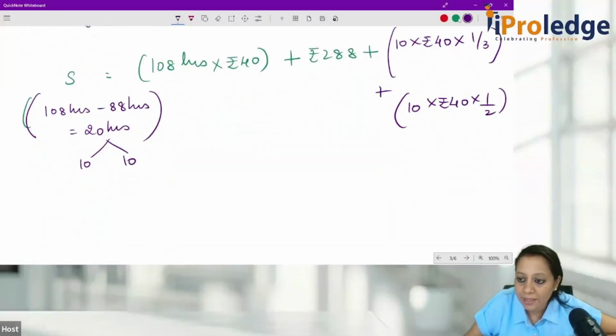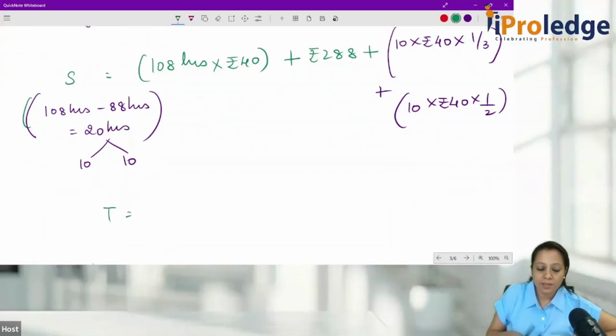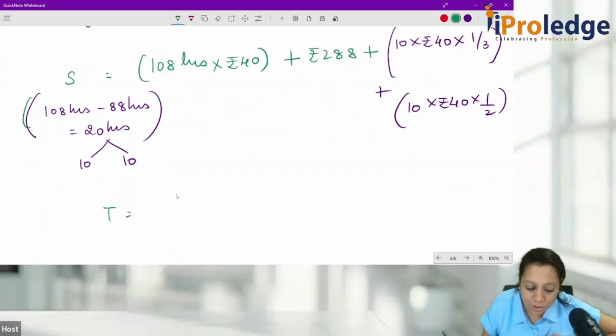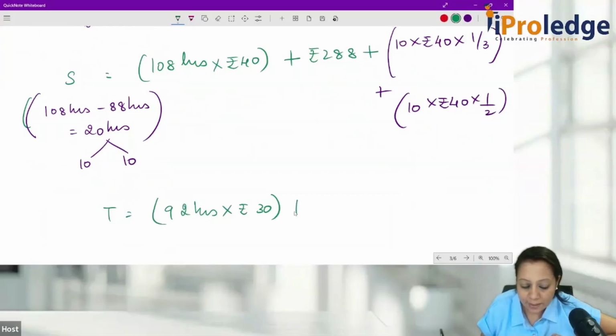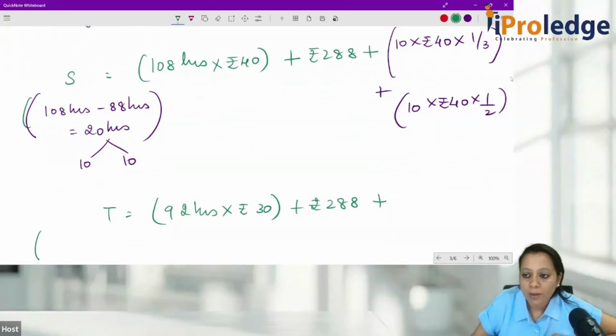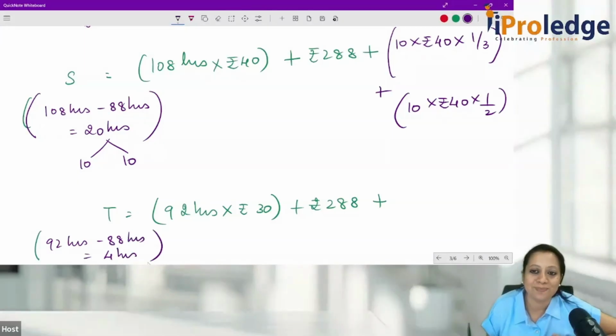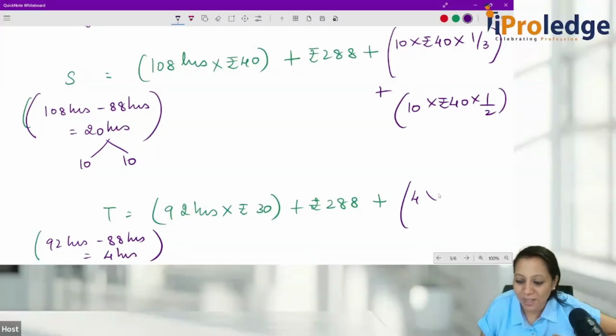So then we have this T. For T, how many hours was it? 92. Am I correct, students? Yes, ma'am. 92 hours into rupees 30 plus bonus is 288. Plus overtime. Now I will write it in blue color. It is going to be 92 hours minus 88 hours, 4 hours. So it is only the first. So it is going to be 4 into rupees 40 into 1 by 3. That's all.